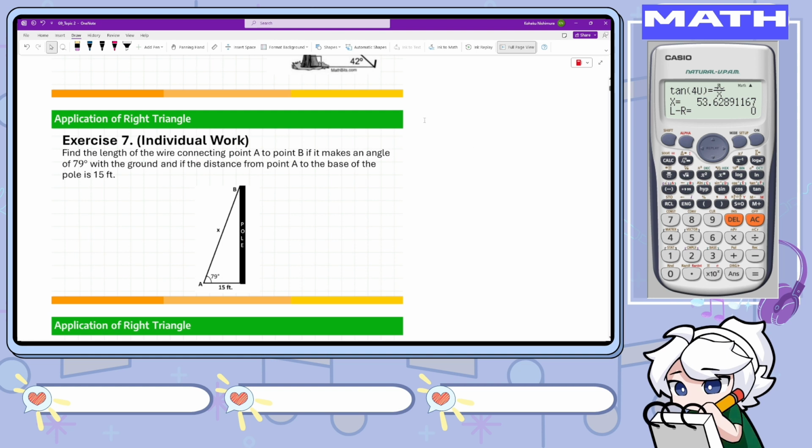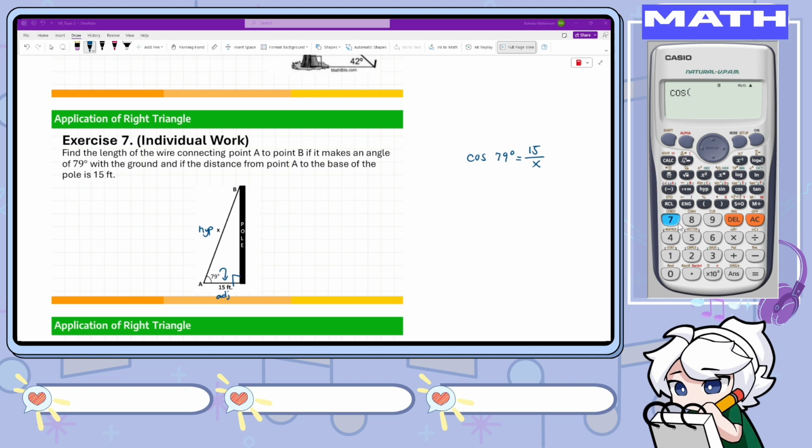You can pause this video if you want to solve this on your own, or refer to the slide that I gave you. Now, you're being asked, what is the length of x, connecting point A to B, wherein it makes an angle of 79 degrees and it's 15 feet away from the pole. With respect to 79 degrees, this is adjacent and x is the hypotenuse, being opposite the right angle. Adjacent and hypotenuse, that is cosine. Cosine 79 degrees is equal to adjacent 15 over hypotenuse x.